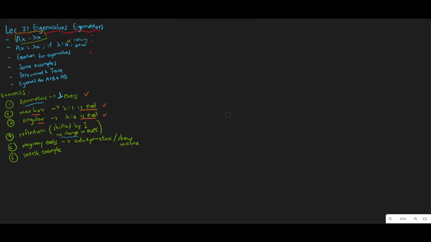This is part 3 of lecture 21, review of the eigenvalues and eigenvectors. So we will continue with the rest of the examples. The one with the imaginary eigenvalues, in this case the anti-symmetric or skew matrix. And the last one is the reverse example.